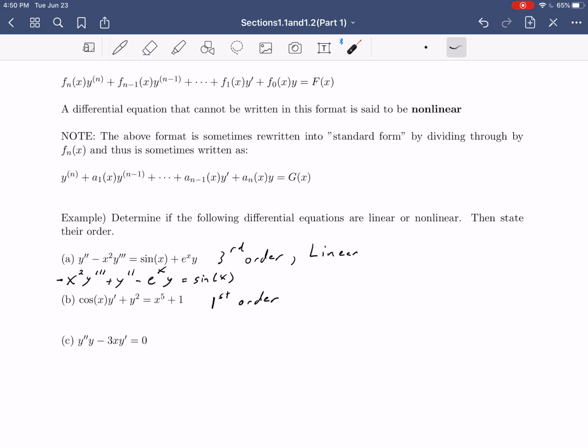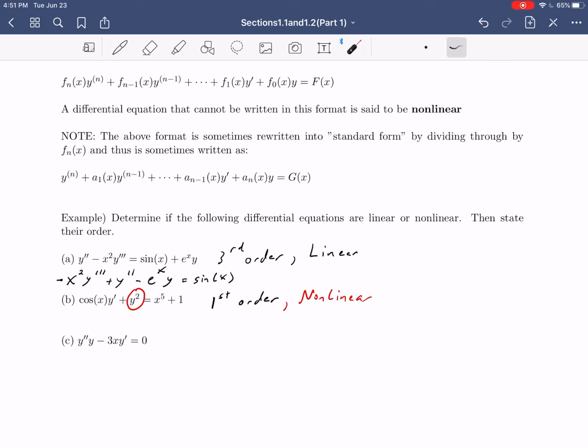Well, let's identify the instances of the dependent variable, the y prime. That's all good. It's in its own term. Got a coefficient of cosine of x in front of it. The y squared, that's going to be the issue right here. This is a function of the dependent variable, right? It's y squared. It's not the second derivative of y. It's the square function being applied to the dependent variable. That right there is going to make this guy nonlinear.